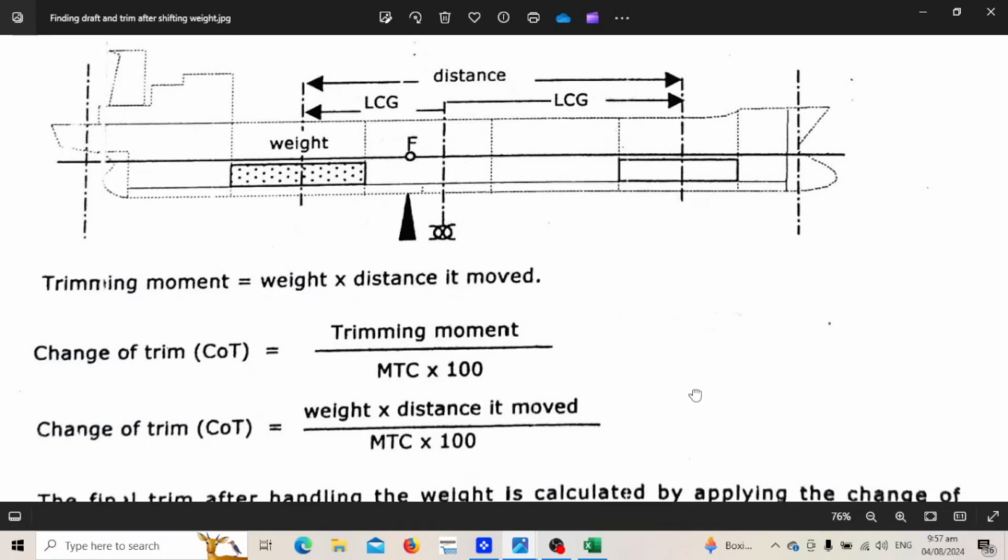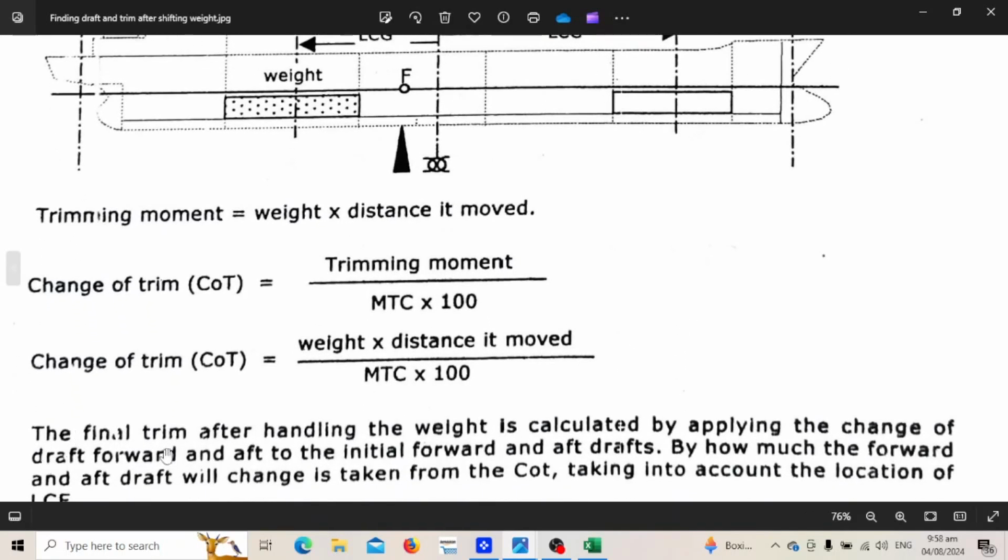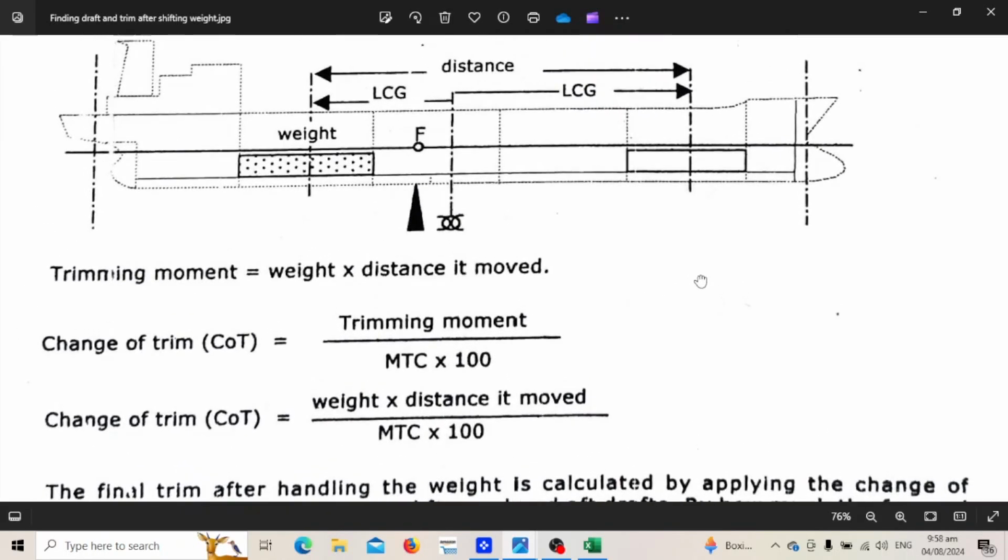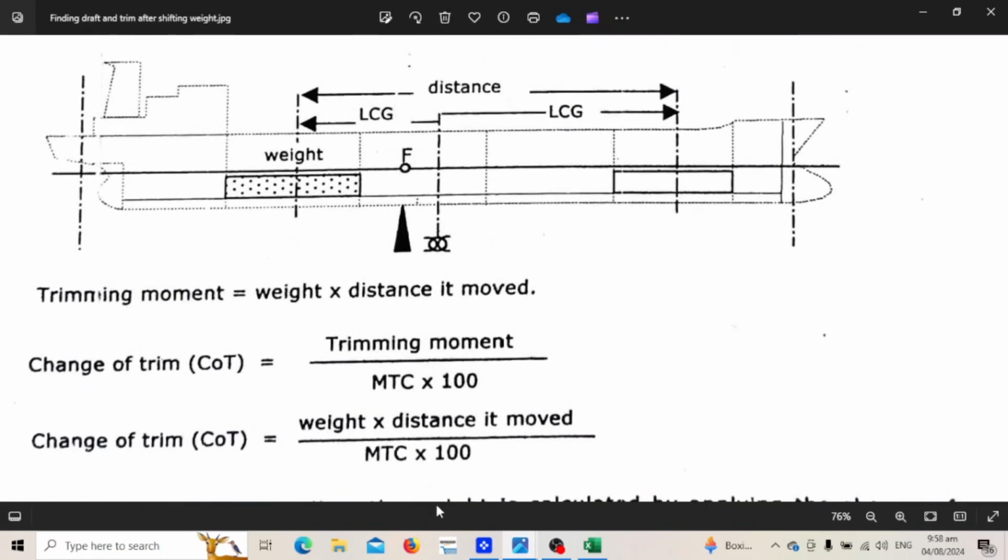Okay. Now, change of trim is weight times distance it moves over MTC times 100. So this is what I've been telling you a while ago about the distance it moves. When it says distance it moves from hold number 2 going to hold number 1, you move the cargo from hold number 2 to hold number 1. That is what this means. This is saying the distance it moves. Okay.